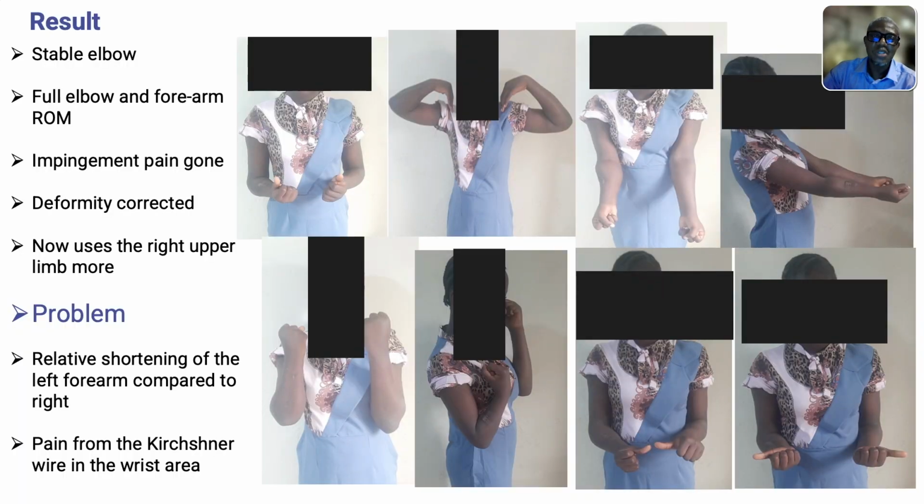So the result was a good and stable elbow, with full elbow and forearm range of movements. The impingement pain was gone. The deformity was corrected. She now uses the right upper limb much more. But the problem is that there was still relative shortening of the right forearm compared to the left, which she didn't really bother about. And she complained intermittently of pain from the Kirschner wire in the wrist area. But this will be taken care of when we remove the wire.